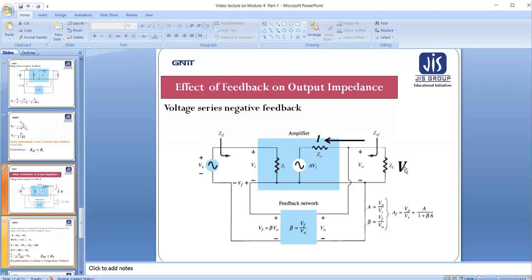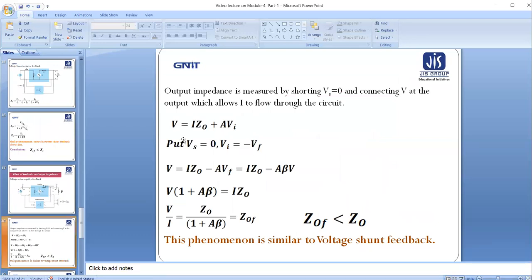So what is happening? V is sending a current I. So what can I write? I can write that V equals I into Z naught plus AVi. So I can write that V equals I Z naught plus AVi.